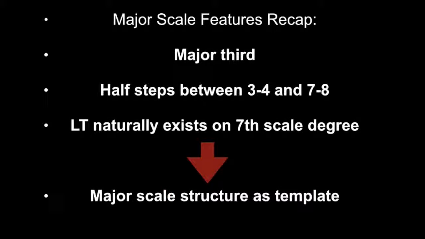To summarize, main characteristics of major scales are the initial major third, half steps between third and fourth, and 7 and 8 scale degrees, and natural occurrence of the leading tone. Mastering major scale from these three aspects is a good starting point to learning other scales like 3 types of minor, modes, etc. Once you have the major scale structure down, you can use it as a template and compare all other scales as a sort of deviation from this template.